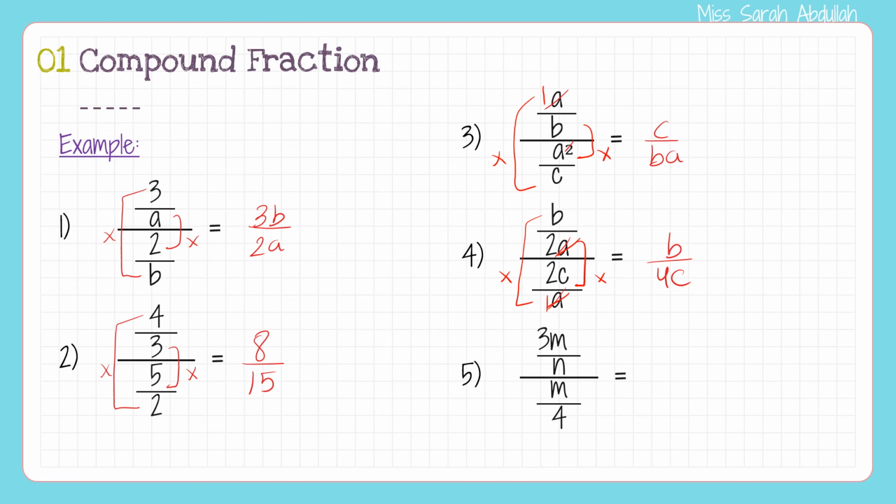And number 5, 3m and m. Yes, we can simplify m with m. N and 4, no, we cannot. So 3 times 4 over n times 1. So it becomes 12 over n.